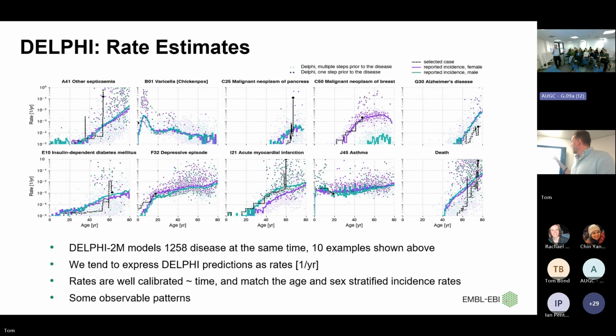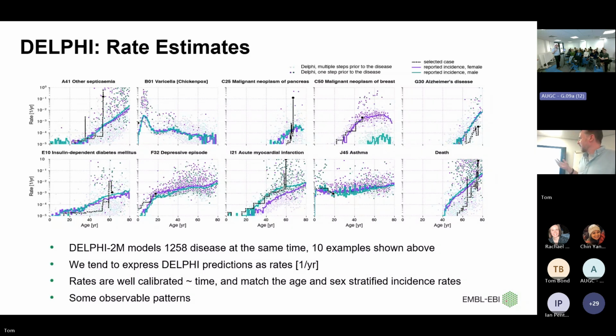And the lines are coloured for male and female differently, and they are the incidence rates across age for those different conditions from the UK Biobank. And what you can see is that on the whole, for these 10 diseases, the DELPHI-based rate estimates match quite closely with the incidence rates, which is nice.